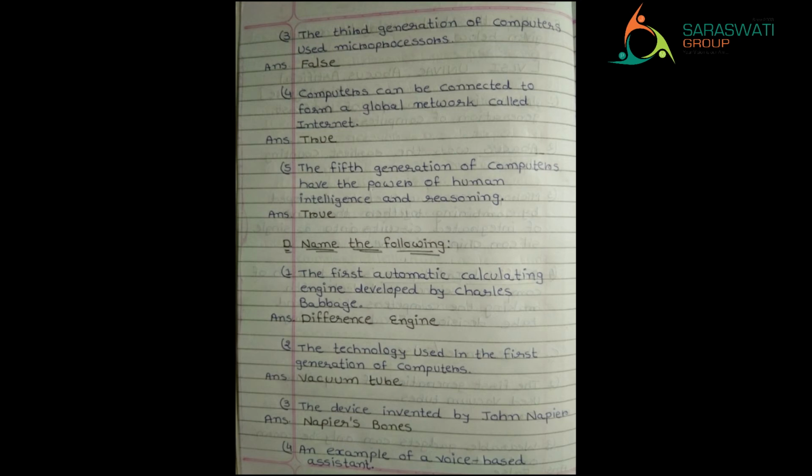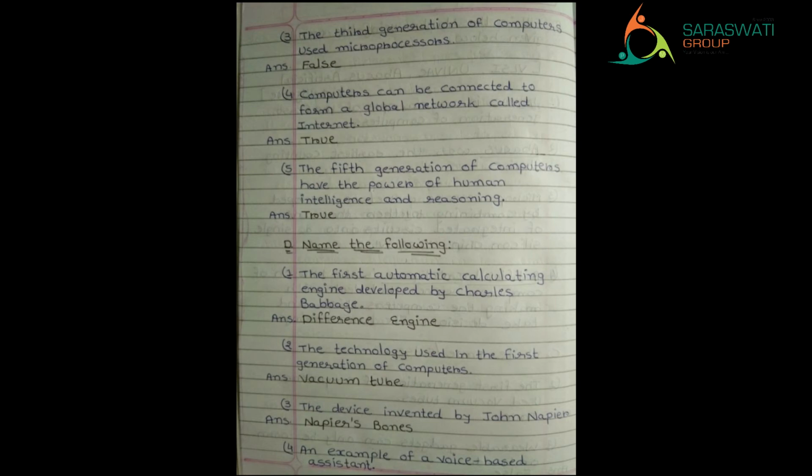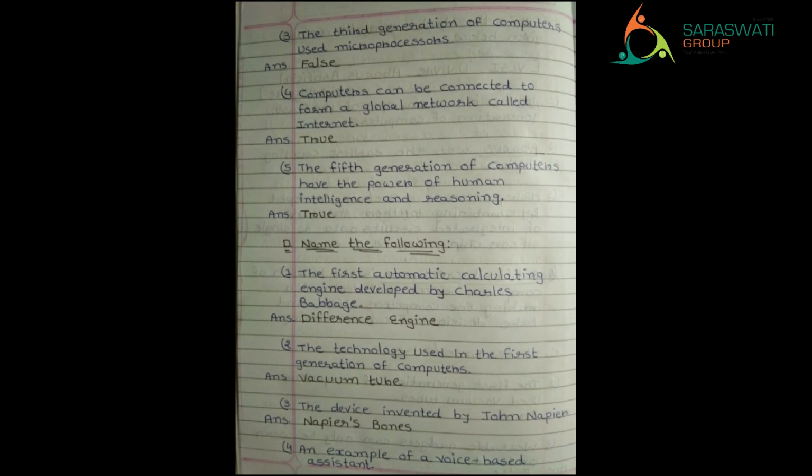The question is, the fifth generation of computers have the power of human intelligence and reasoning. Look, the question number is also fifth, and it is asked about the fifth generation too, right? So here the things are repeated over and over, so we can say that this statement is totally true, just because the fifth generation computers were actually like humans. You can say humanoids or robots, right? So this statement is what? It is true. So I hope you have understood the true or false segment.